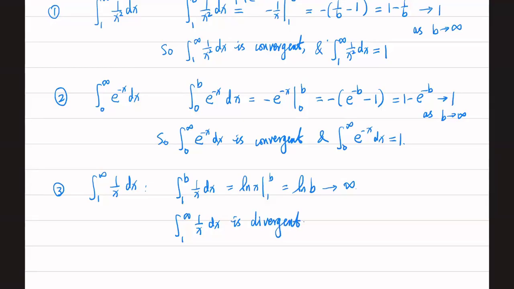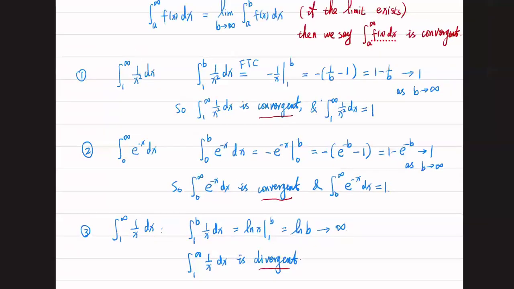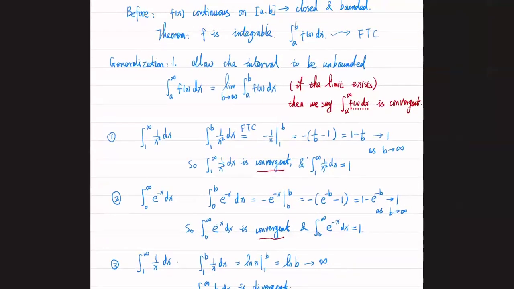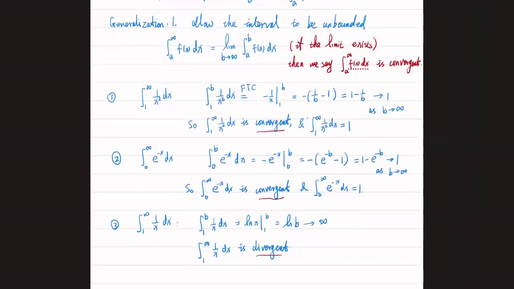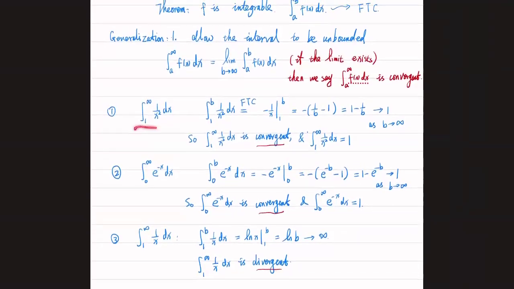Okay, so two different cases. One convergent, second divergent. You can see it's different from what we had before. If it's a continuous function on a closed and bounded interval, it's always integrable, always converges. However, if it's an infinite interval, sometimes it's convergent, but sometimes it may be divergent. You should be careful.